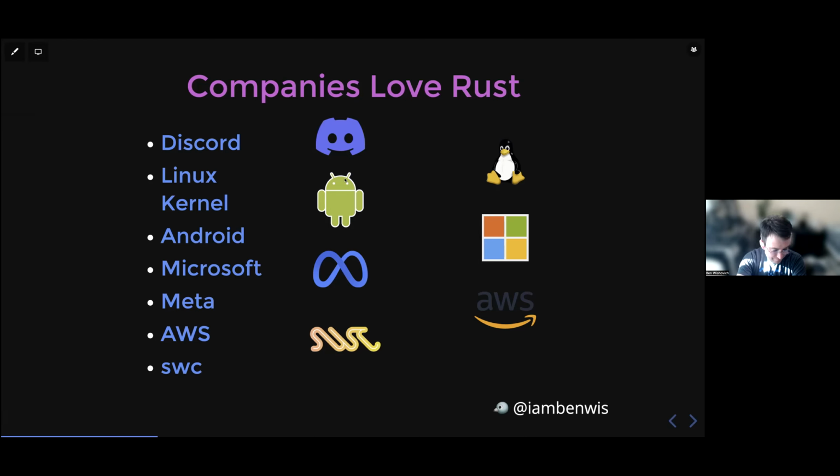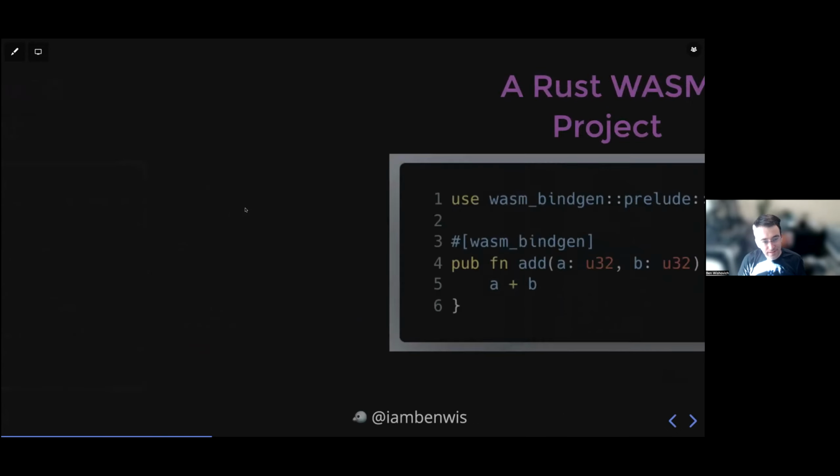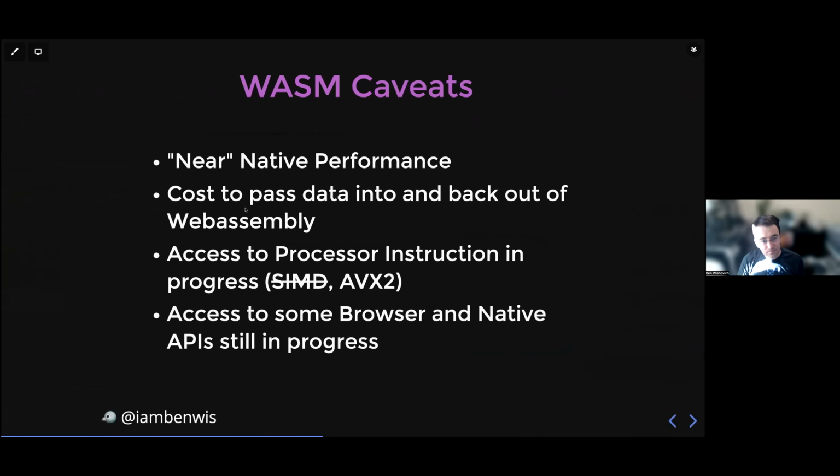So performance or memory safety, I should add, because Microsoft and Android all care a ton about memory safety. Something like 70% of bugs in applications these days are memory bugs, and those are completely eliminated by the Rust compiler. So great.